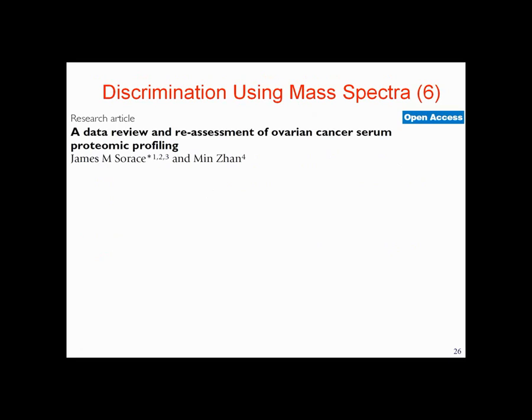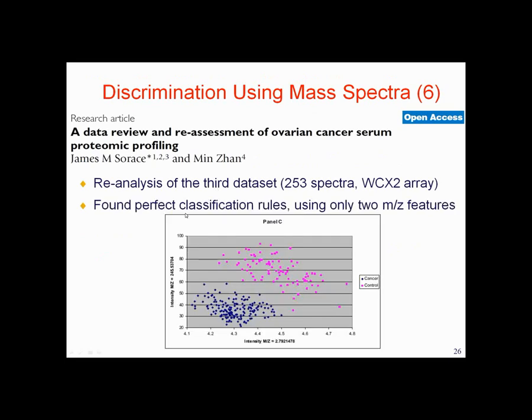Now, as I said, Soras and Jean looked at these data, and they reanalyzed this third data set on which the problem with the classifier was discovered, and then actually found perfect classification rules using only 2 MZ features. So what you can see here is that using, let's say, the intensity measurement at the mass to charge value of 245 and about 2.8, you see that a perfect classification is possible using a straight line in this plane, right?